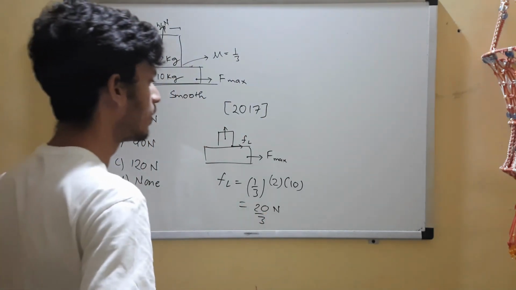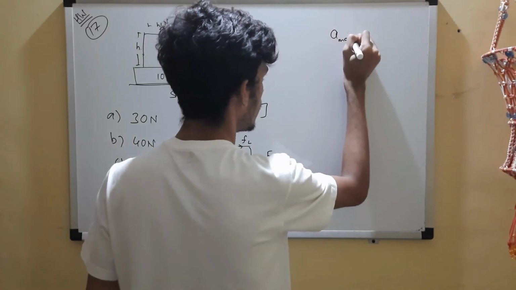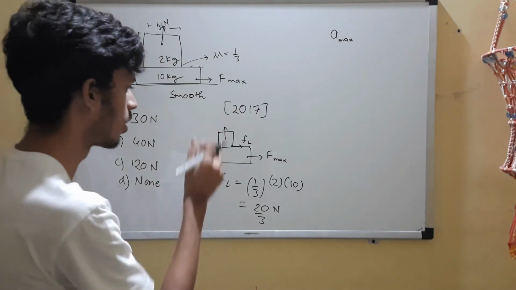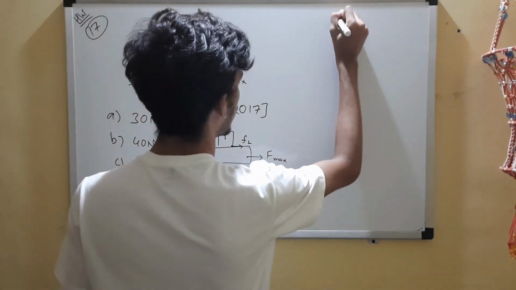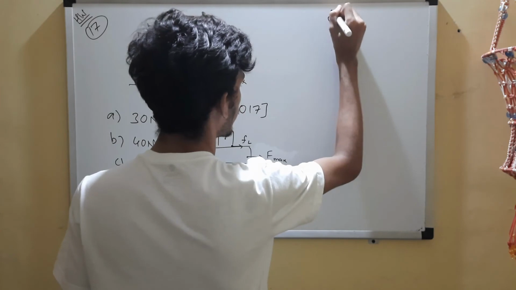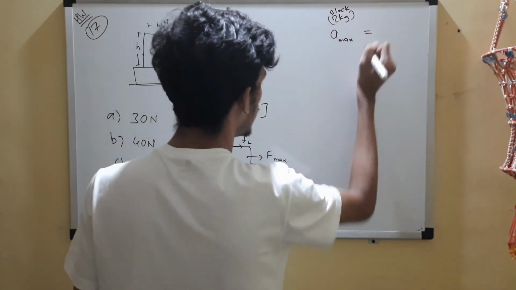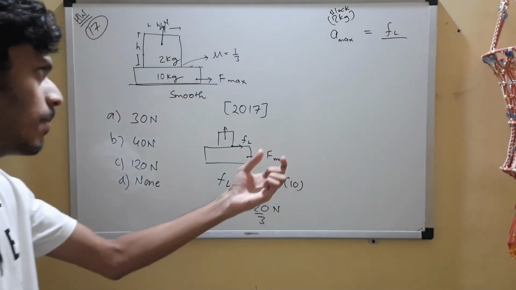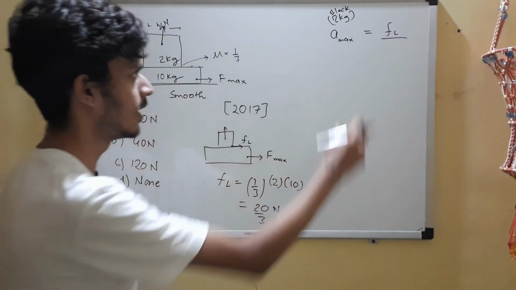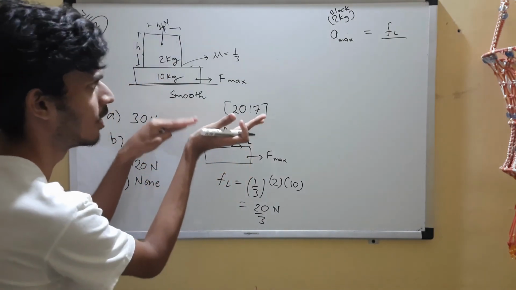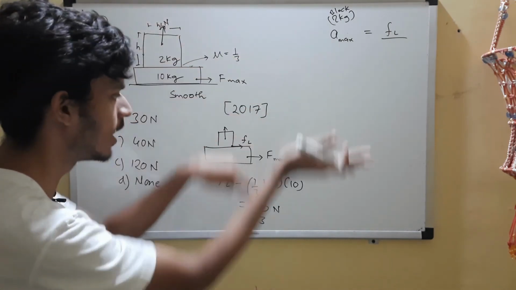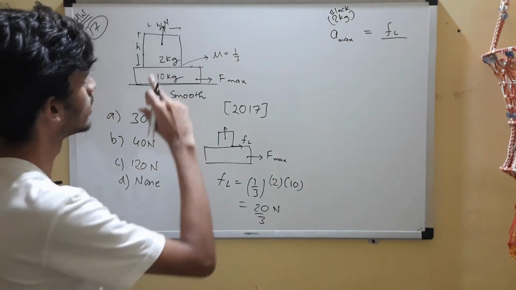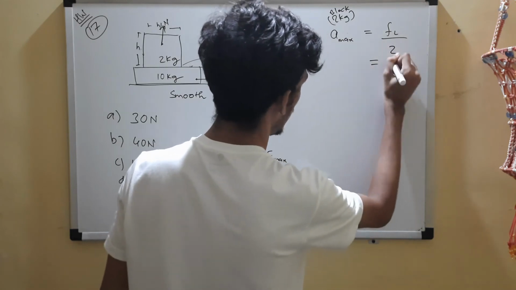Now we can find the maximum acceleration. What is the maximum acceleration of that block? The block on top, the 2 kg block. The maximum acceleration of the 2 kg block will be nothing but the net force divided by its mass, right? The only force acting on the block above is the limiting friction. So it's the limiting friction divided by the mass. Mass is 2 kg, so that will be 10 by 3.